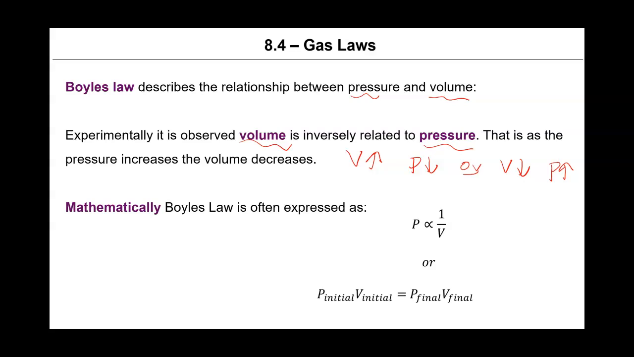Mathematically, Boyle's law is often written like this, and that's read as pressure is inversely related to the volume, or it's written like this in terms of a formula: the initial pressure of a gas multiplied by its initial volume is equal to the final pressure of a gas multiplied by its final volume.